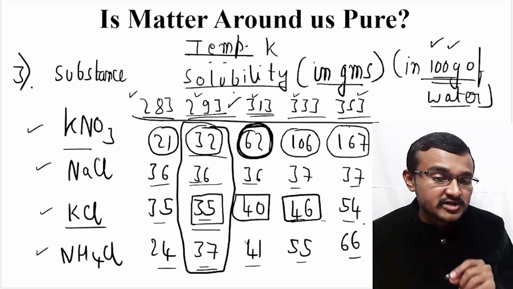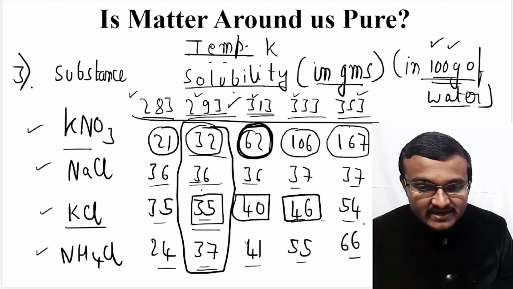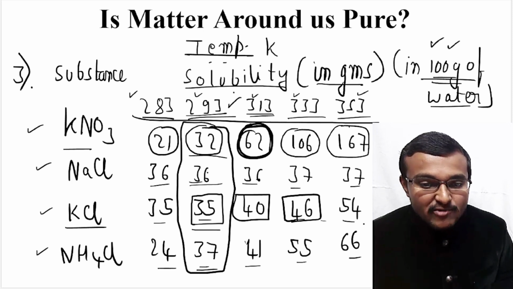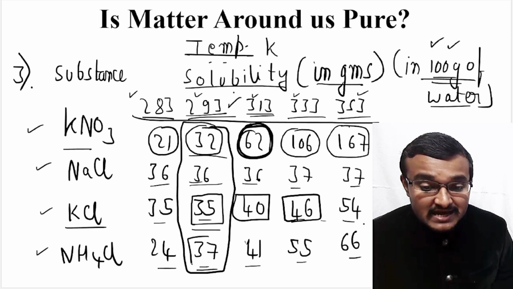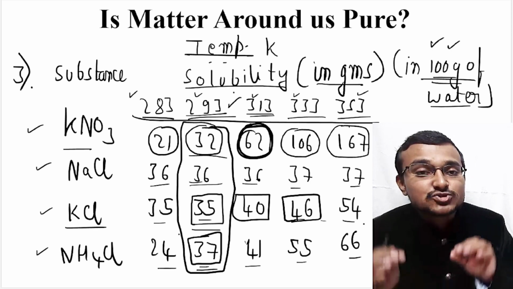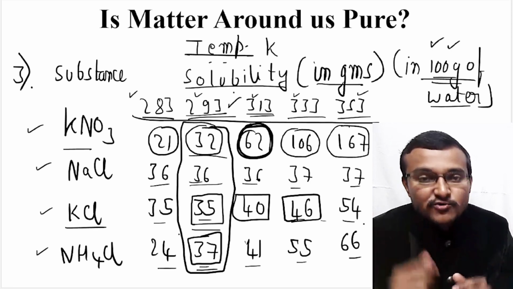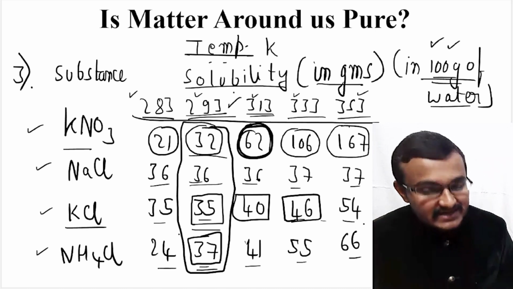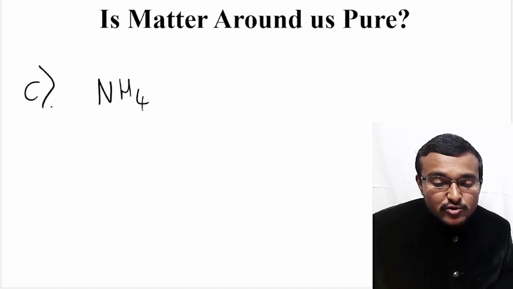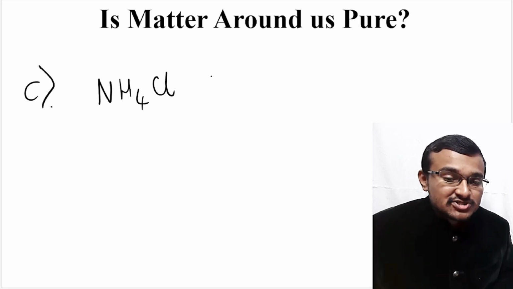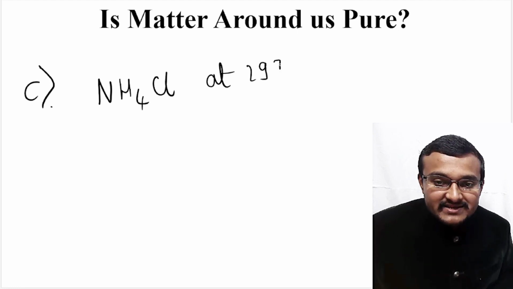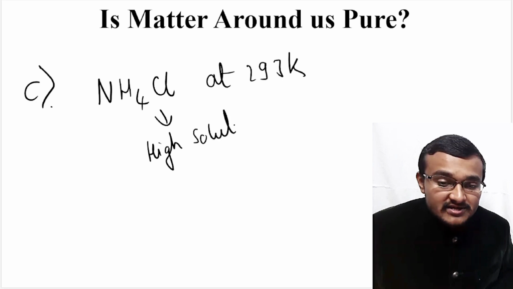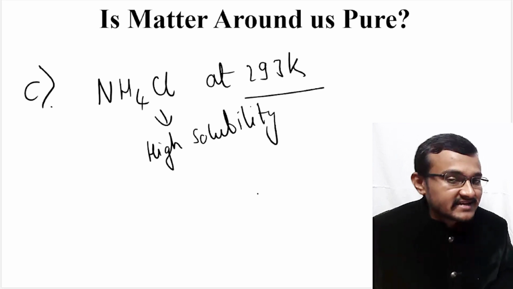Here they have asked which salt or solute has the highest solubility. You can clearly see here that 37 is the highest among these four values. That shows ammonium chloride has the highest solubility among all these four salts at 293 Kelvin temperature. So NH4Cl, that is ammonium chloride, has high solubility compared to the other salts which they have given at 293 Kelvin temperature.